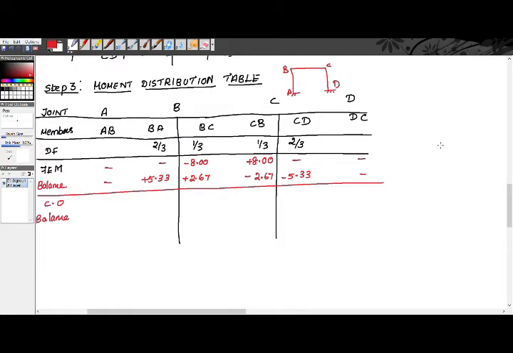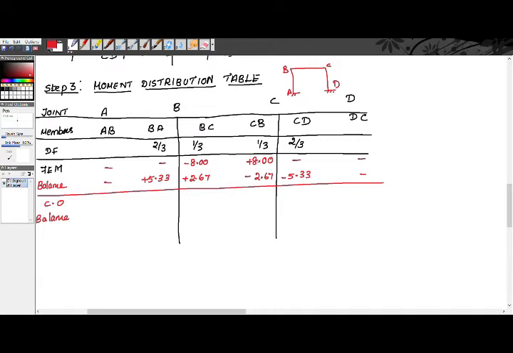So at joint B, we have only minus 8. So 0 plus minus 8. So minus 8 multiplied by 2 by 3, we get minus 5.33. So for balancing, we have to put plus 5.33. Again, minus 8 multiplied by 1 by 3, we get minus 2.67. So for balancing, you put plus 2.67.